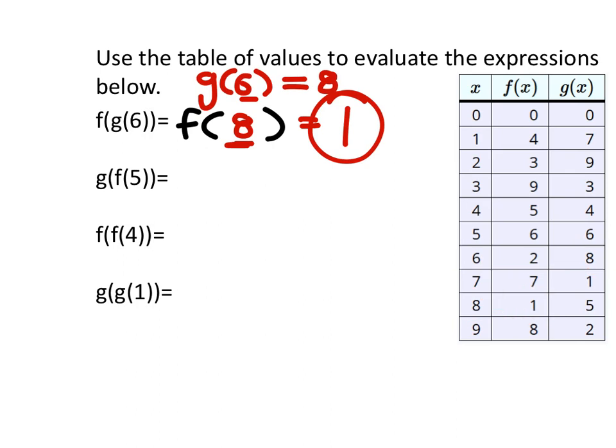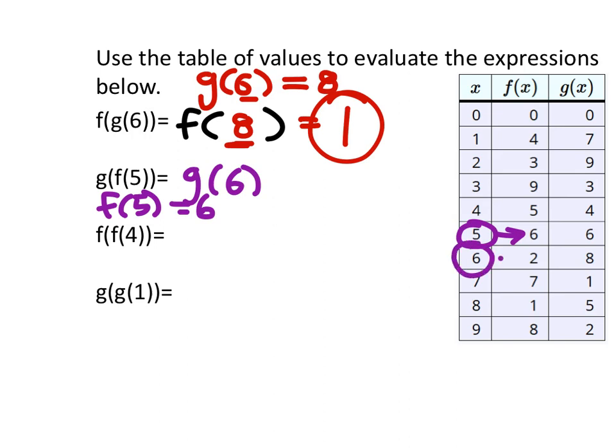G of f of 5. So once again, we're kind of looking for f of 5 first. So I'm looking for the x value that is 5. And f of x is this middle column right here. So f of 5 is 6. So this ends up being g of f of 5, but we know f of 5 is now 6. So now I go back to the table and find the x value that's 6, but I want the g value that corresponds with it, and that is 8. So g of 6 is 8. So g of f of 5 is 8.